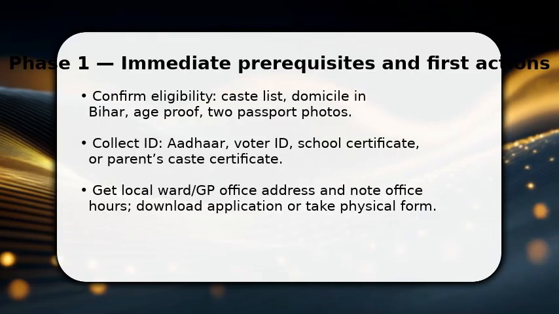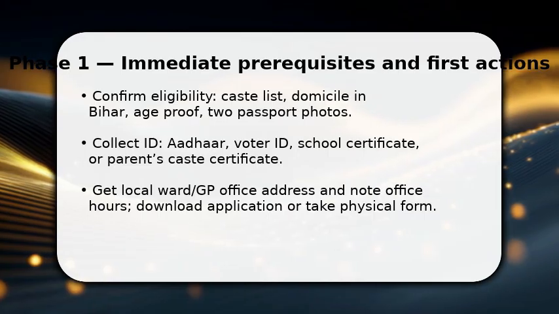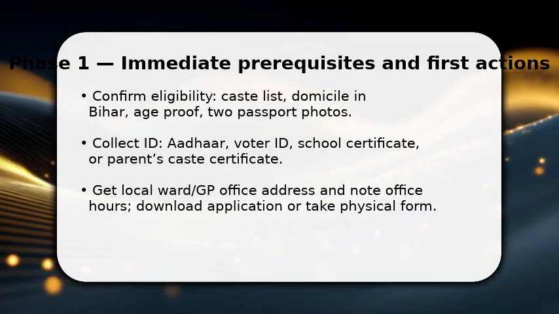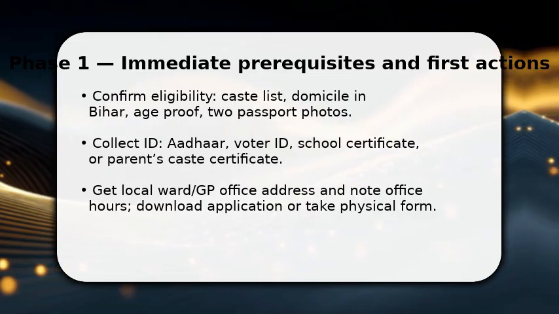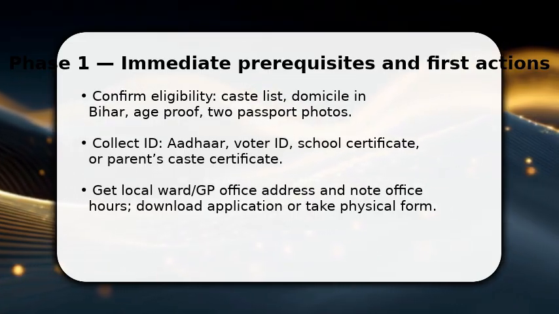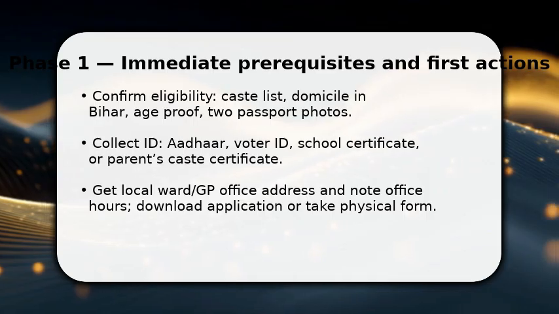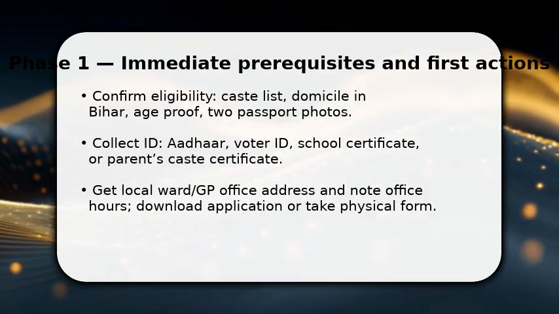You start by confirming eligibility. This saves wasted trips. Check that your caste appears on the recognized list and that you have Bihar domicile proof. If not, get it. Next, gather core ID like Aadhaar and one proof of age, plus 2 passport photos.